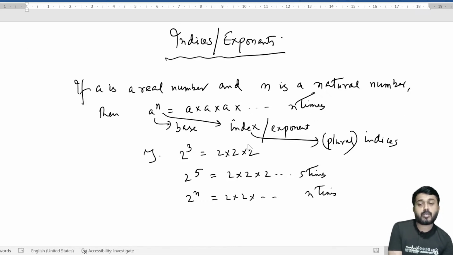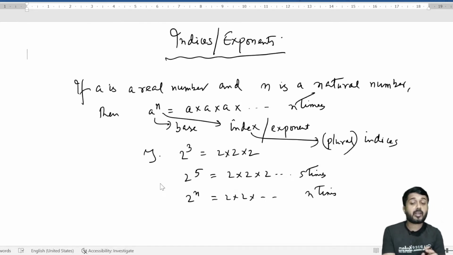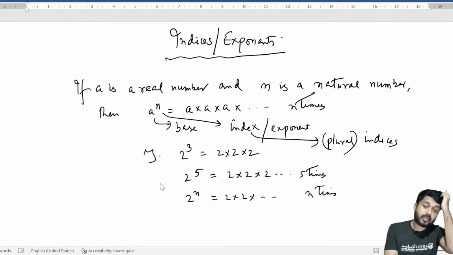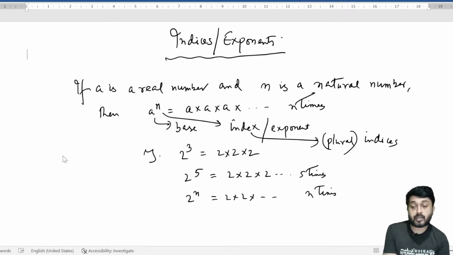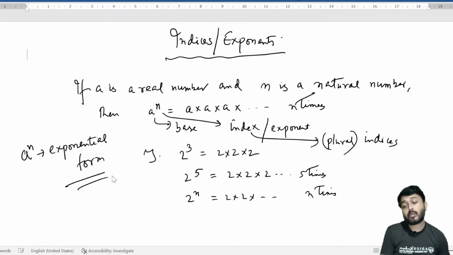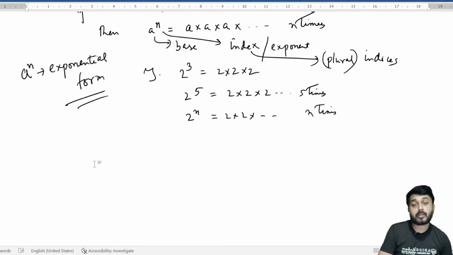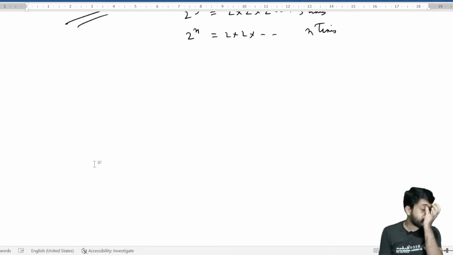All right, so now the natural number which comes in the superscript of a real number in an expression like a to the power n is called the index or exponent, right? And a to the power n, this form is actually called the exponential form. A form like this is called the exponential form.